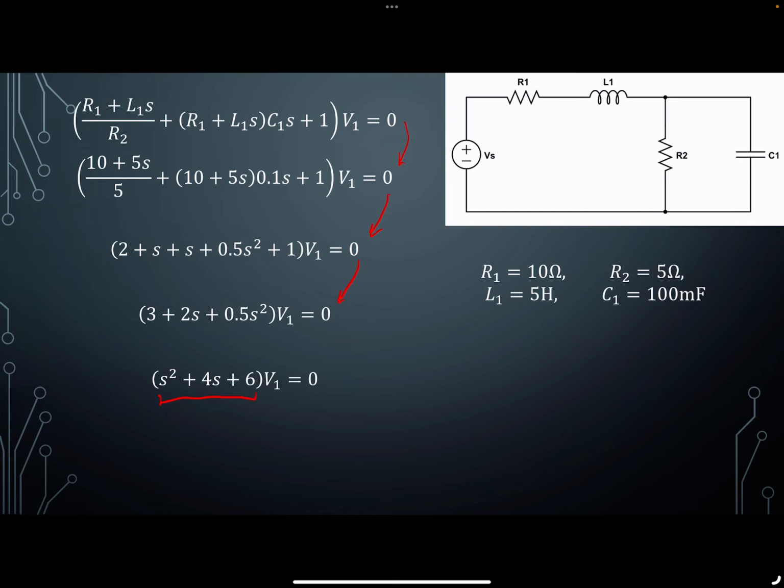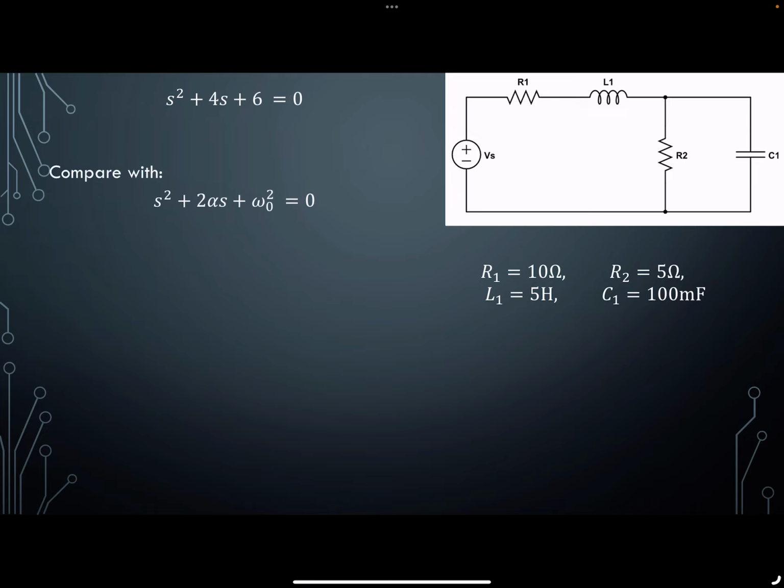Note this does not have the voltage supply on. It just says how this circuit responds to any kind of input, and it's in this form. So now that we have the characteristic equation in this form, we can compare it to the standard form to find what alpha and omega are for this circuit.